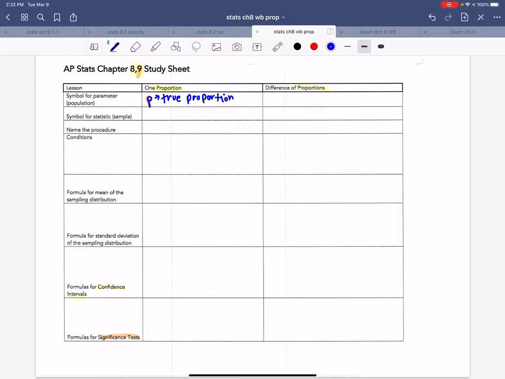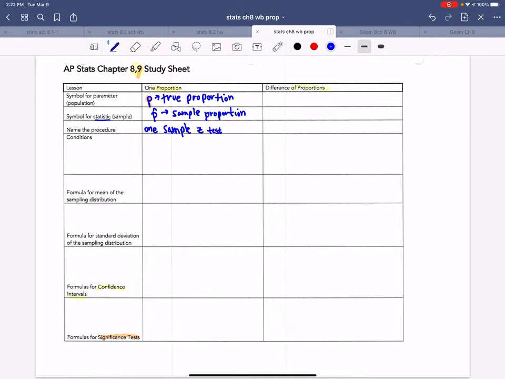And what your sample would be was, let's say you took a sample of 100 people, that would be your sample proportion. So you want to know the proportion of people that had side effects, but you don't want to ask every single person. So you just want to take maybe a sample of 100 people. That's your sample proportion. And the name of this procedure is a one sample z-test.